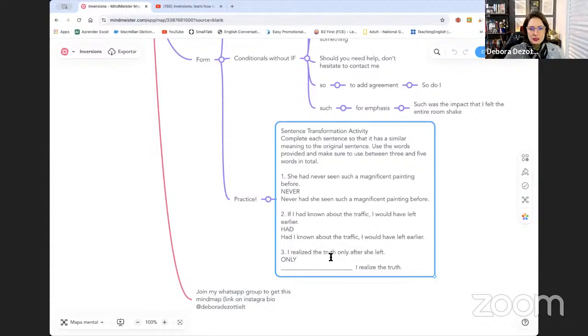And here, I realized the truth only after she left. So I start with the negative adverb. Only when she left. What is the auxiliary verb in this sentence? What are we going to add here to make it an inversion? Look at this sentence, simple past, right? So because here we have simple past: only when she left did I realize the truth.